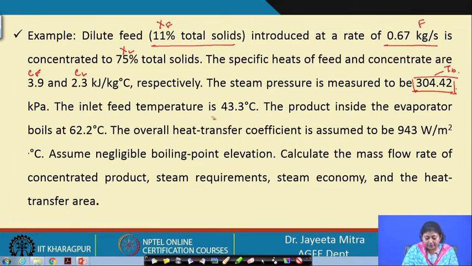The inlet feed temperature is 43.3. So, this is our Tf. The product inside the evaporator boils at 62.2 degrees Celsius. Okay.